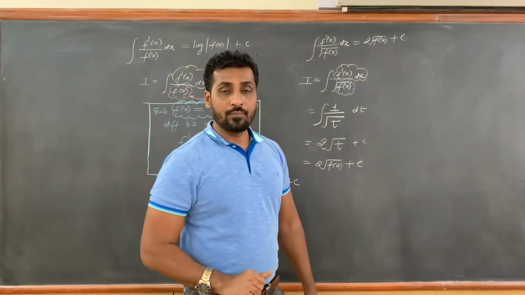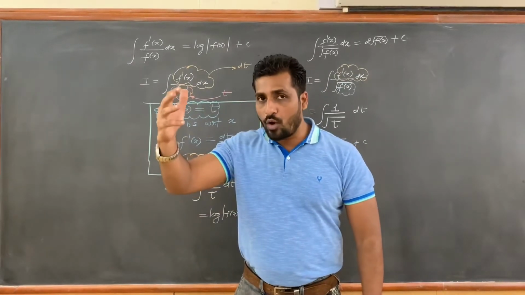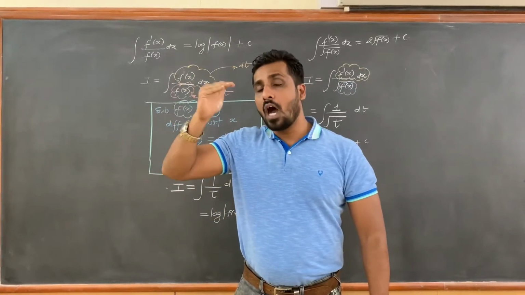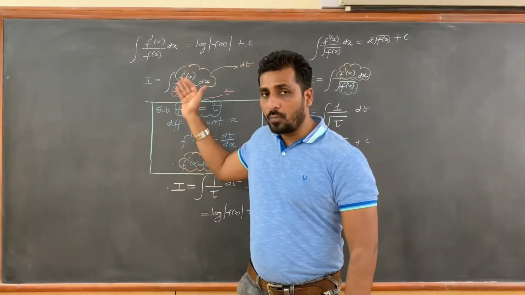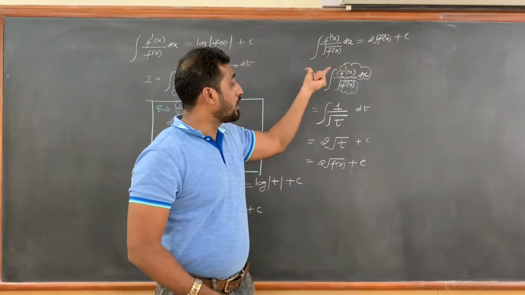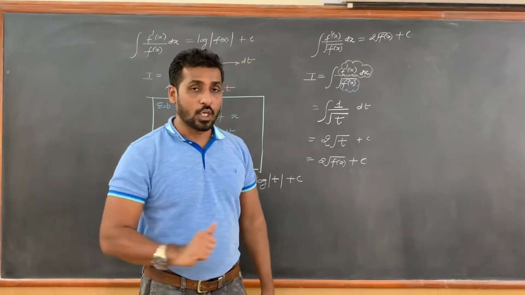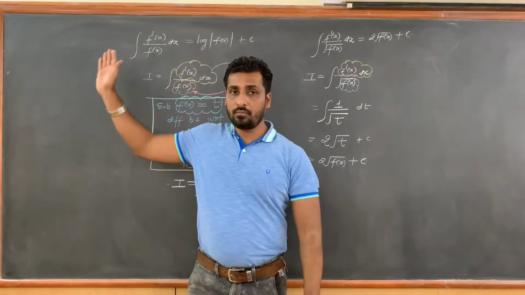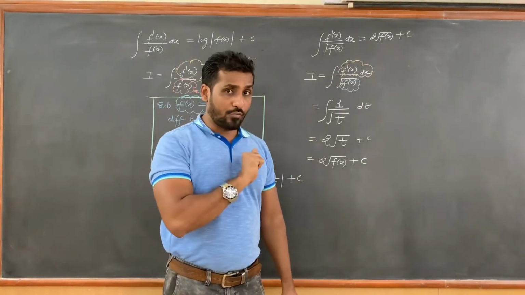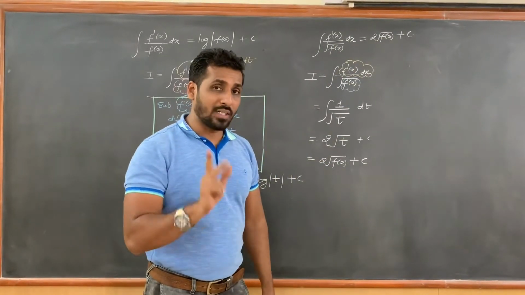So what was the first corollary? It was integration of f1 of x upon f of x dx. f1 of x is the first derivative of f of x. Upon f of x dx becomes equal to log of f of x. Similarly, the second corollary that we have learned is integration of f1 of x upon root of f of x. So what's the difference between the two corollaries? Here the denominator is only f of x, whereas here the denominator is root of f of x. And the answer came 2 root of f of x plus c. That was our second corollary.